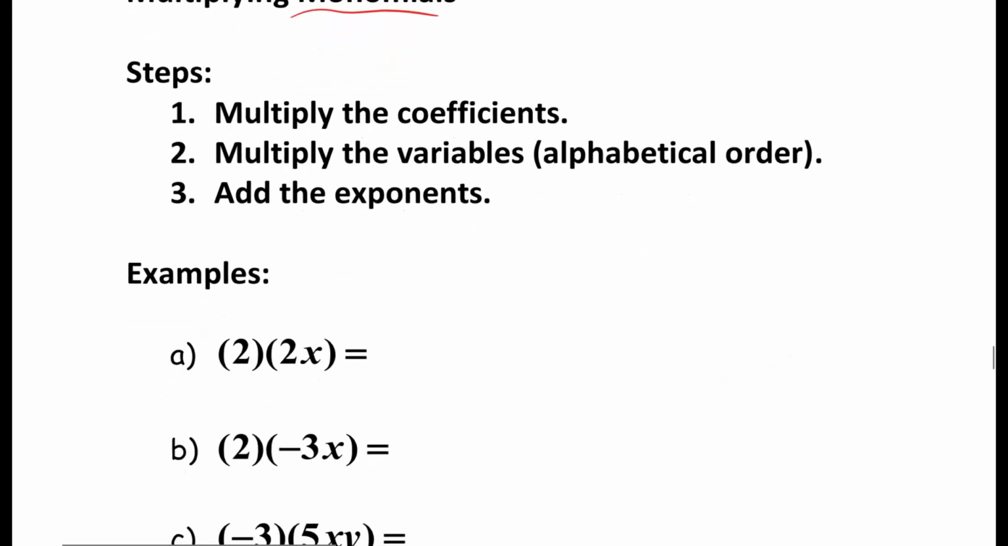So the steps for multiplying polynomials is we want to multiply the coefficients, then we want to multiply the variables, so alphabetical order, and then we want to add the exponents.